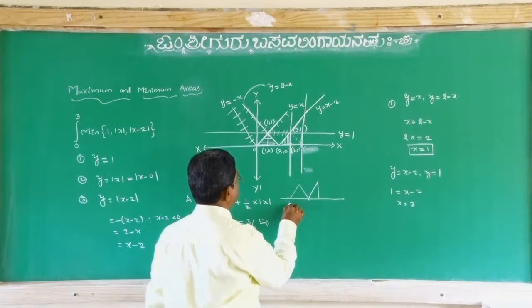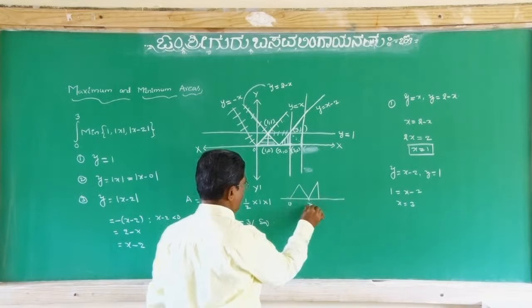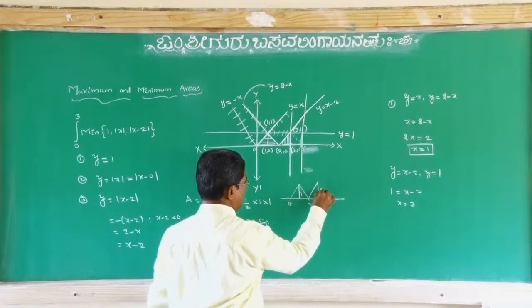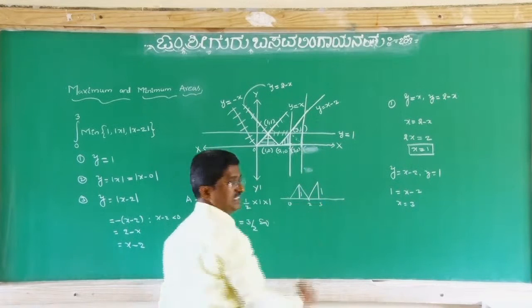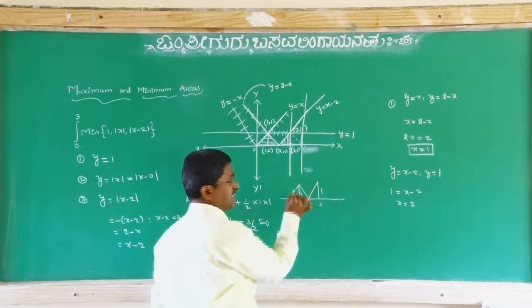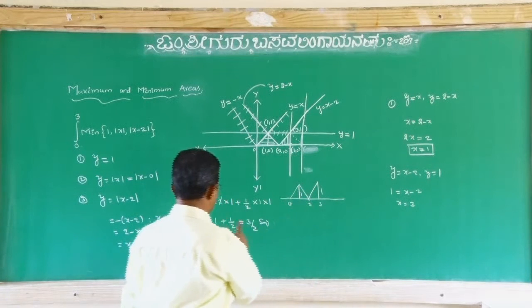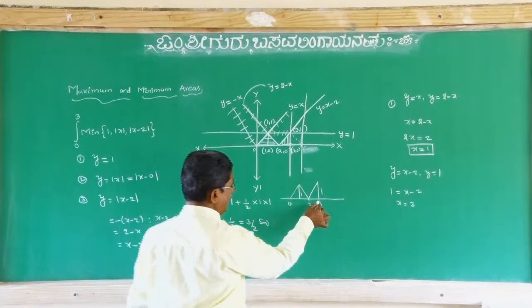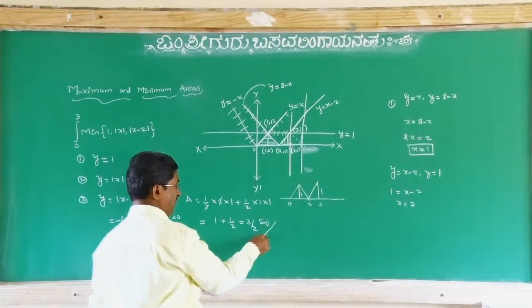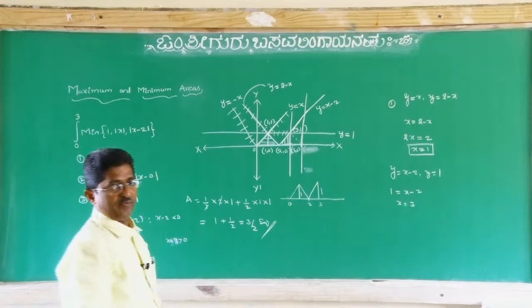So this point is 0, 2, and the height of the triangle is equal to 1 unit. Here the height of the triangle is 1 unit, and this is 3 units as given. The distance between them is 2 units, height is equal to 1, half into base into height, plus half into base, which means 3 minus 2 equals 1 unit, height 1 unit. We get the answer 3 by 2 square units.